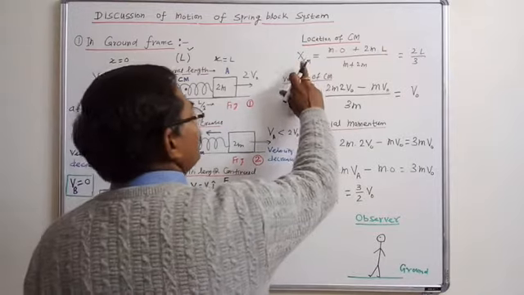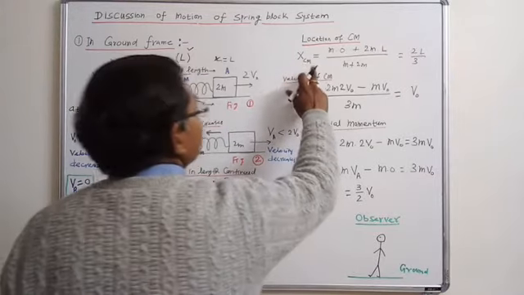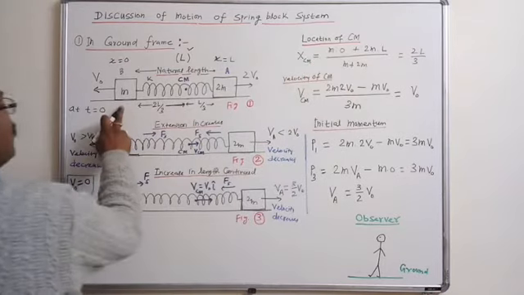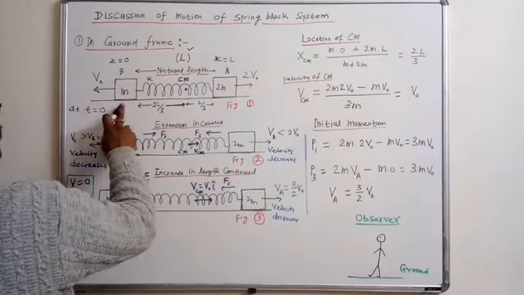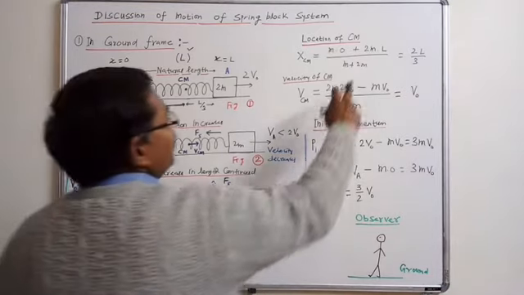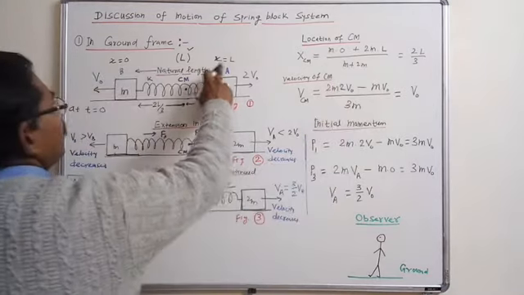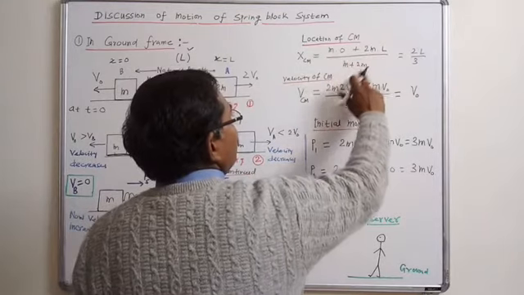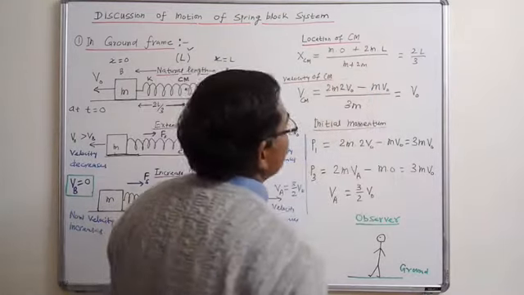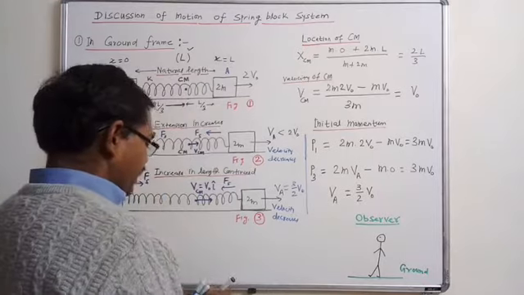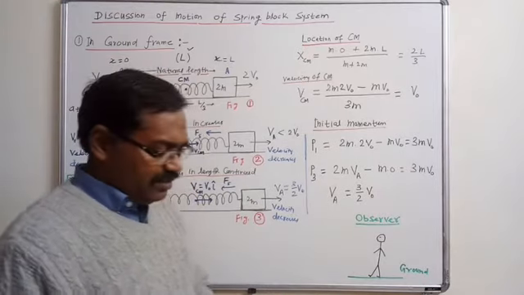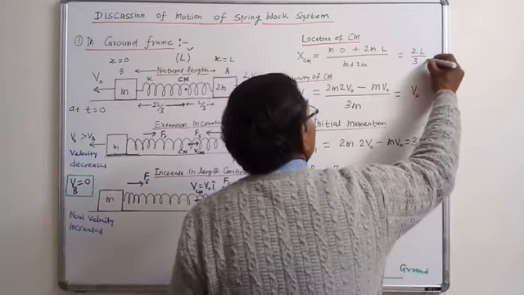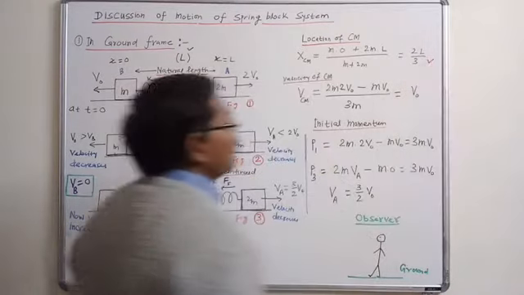What formula am I applying here? This formula is m1 x1. x1 is this location. This is location of first block, means x0, and location of second block is at x equals L. So therefore formula is m1 x1 plus m2 x2 divided by m1 plus m2. Therefore I can get this information. It comes to 2L by 3. This is our location of center of mass.